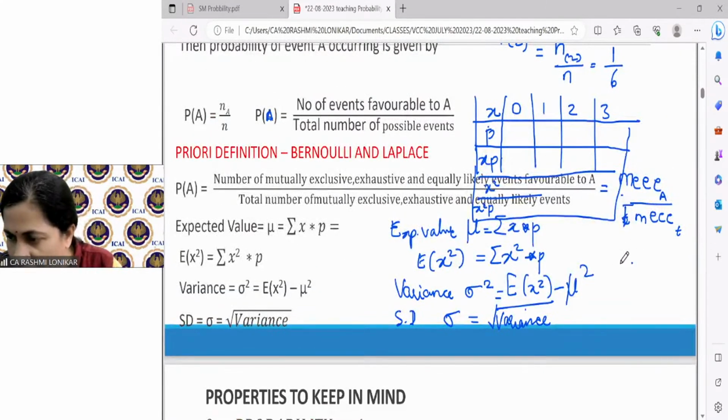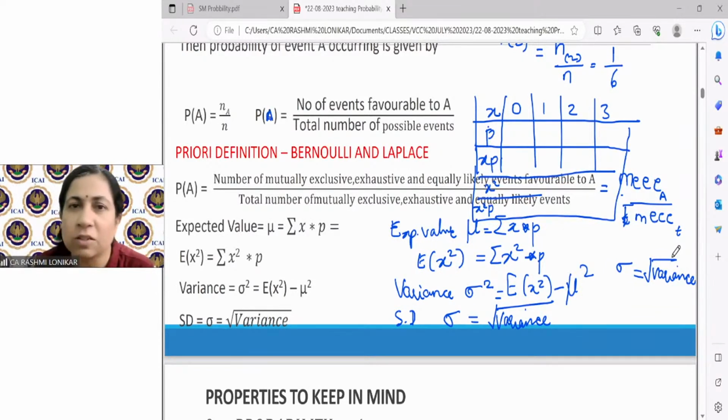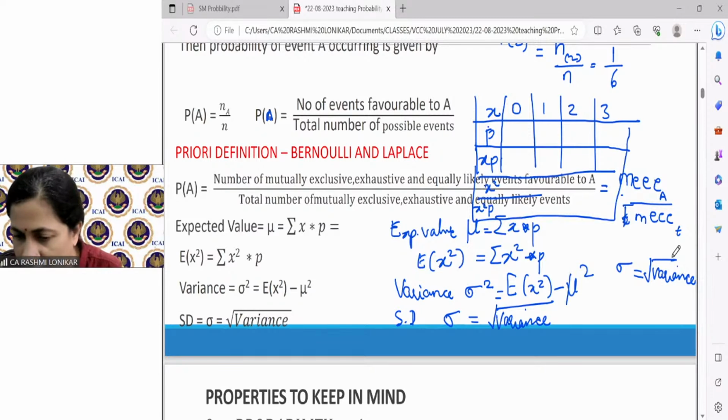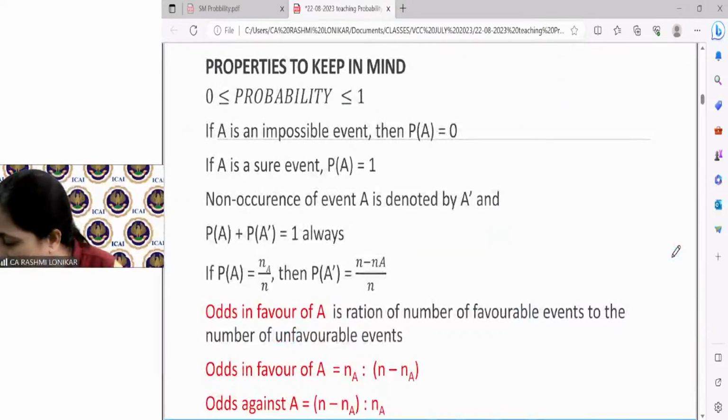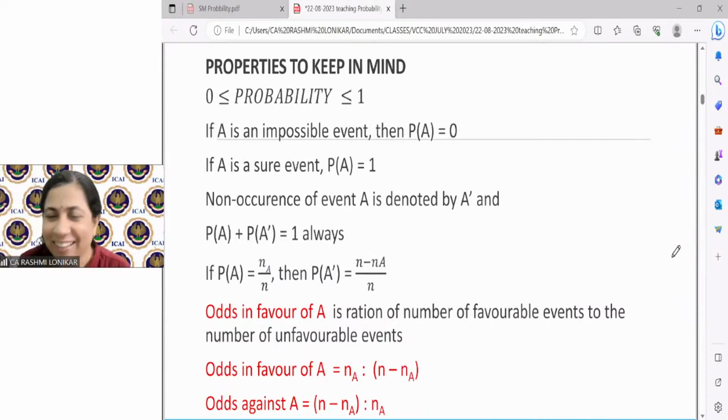You know that standard deviation is what? It is the square root of variance. You've learned that already? Measures of central tendency, you've done that. So now we are talking about, yes, Dhanesha.